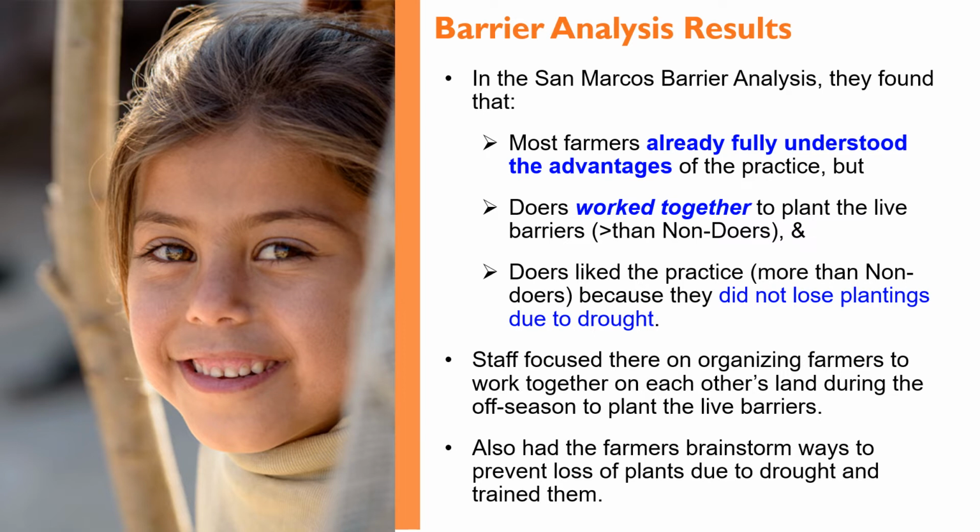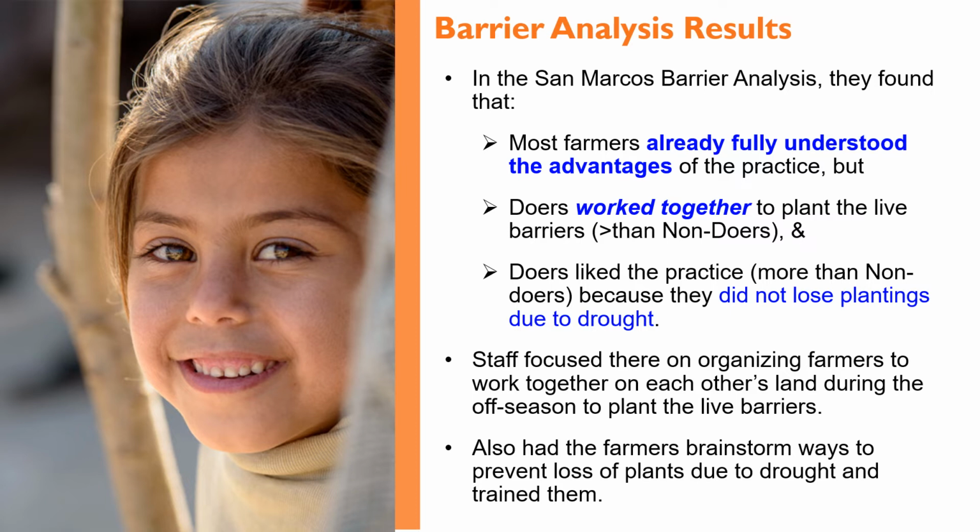There, they just determined their strategy and messaging using their past experiences in the areas, cross-sectional survey data, etc. Just business as usual. So in the San Marcos barrier analysis, they found that most farmers already fully understood the advantages of the practice, which is what they've been promoting, but that the doers of the behavior worked together to plant the live barriers. Doers liked the practice also because they did not lose plantings due to drought. People who tried the behavior but lost plants due to drought abandoned it and did not want to attempt it again.